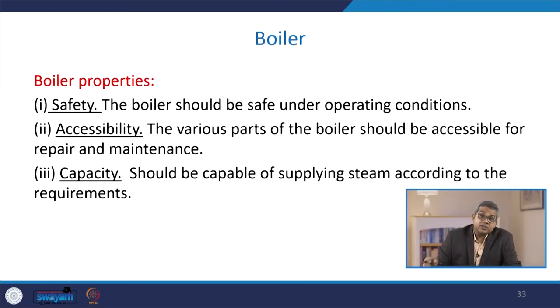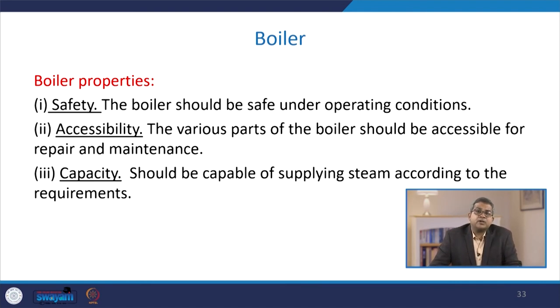There are certain things which are quite essential in the boiler, which we will discuss in due course of time. One is safety, because, as I told you, the boiler is sometimes called a pressure vessel. So the boiler should be safe under operating conditions, because it can build up excessive pressure as well as temperature. So it should be safe.